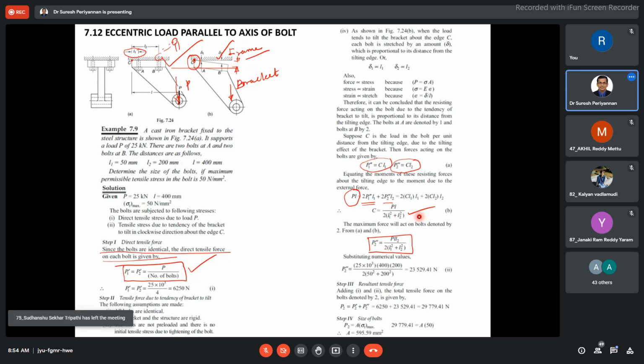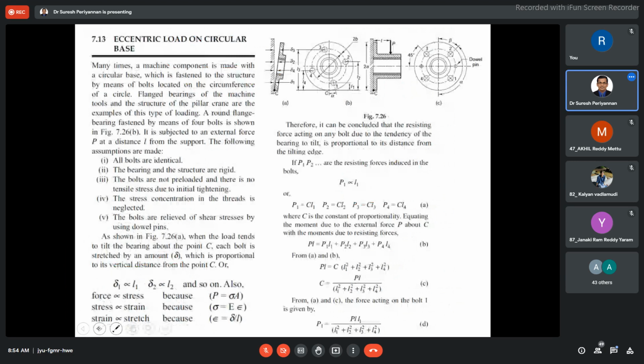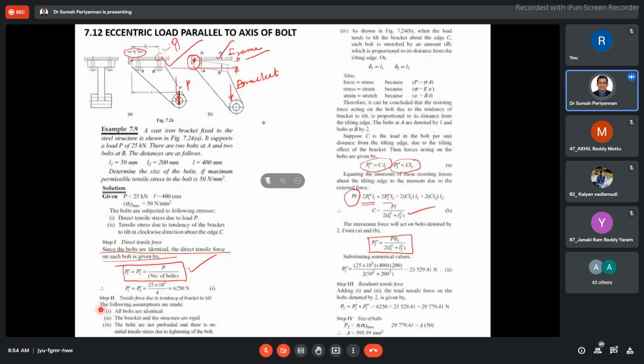Then what is the resultant load here? The resultant load is found directly by the principle of superposition. This is the direct tensile load, and this is the tensile load with respect to the bending moment. Sum P2 single prime and P2 double prime. That is your resultant load acting in the bolt, and with it we are able to find the dimensions of the bolt. Up to this, we discussed three cases. In these cases, both loads are tensile. Please remember.